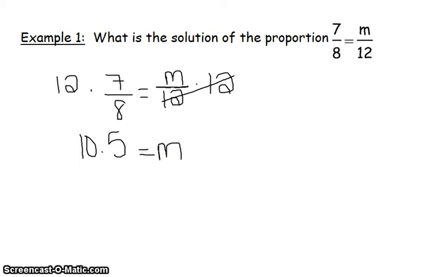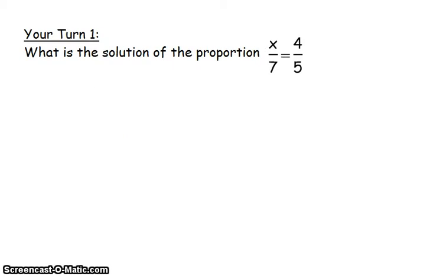So take that and solve this one. Pause the video and solve this equation for x.